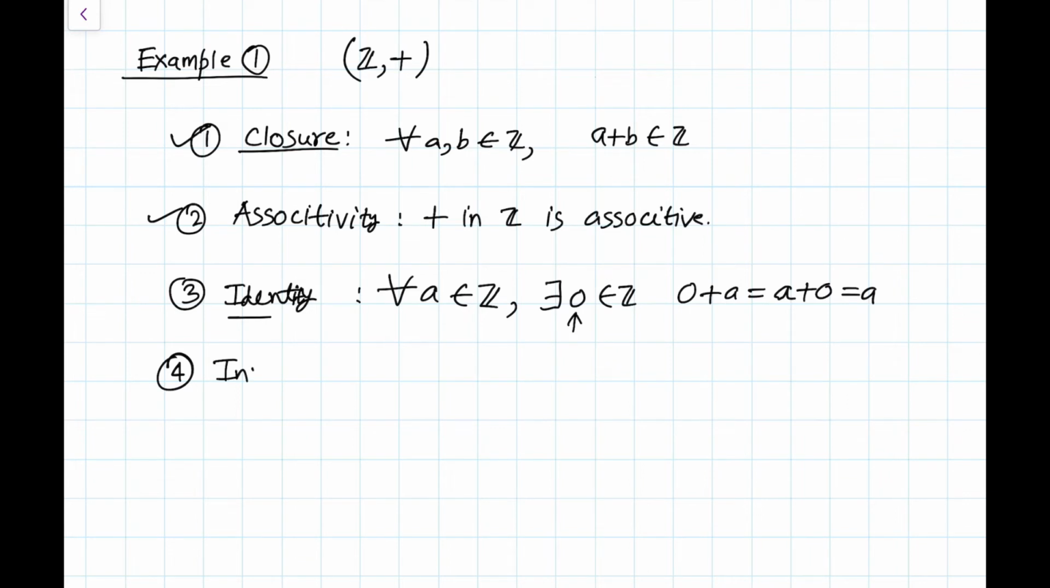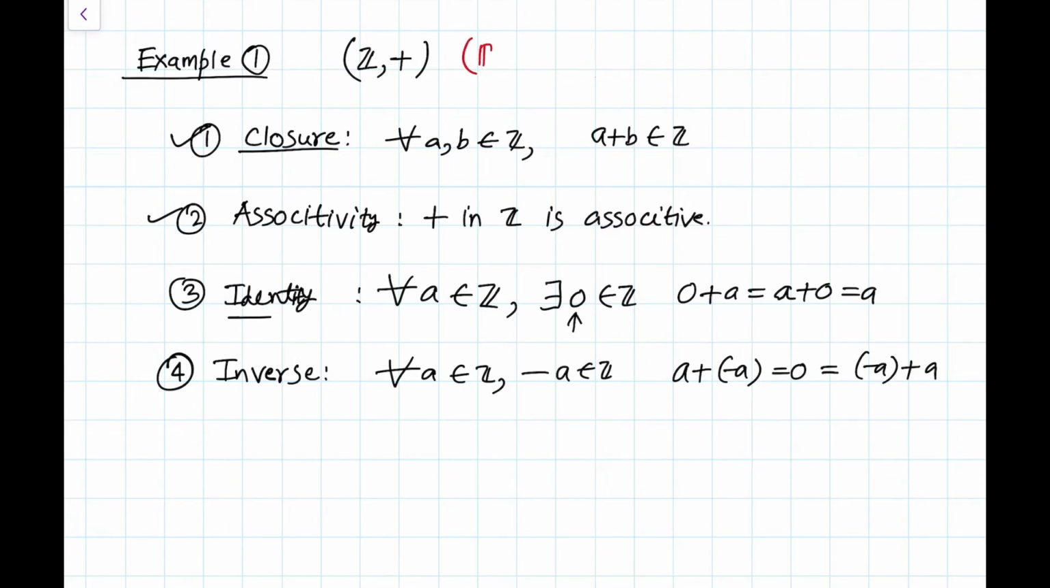Now we have to check inverse. For every integer there is a negative of that integer, which is called the inverse, such that a plus minus a gives the identity. So (Z, plus) is a group. Similarly, the real line under addition, (R, plus), is a group, and (C, plus) is a group.